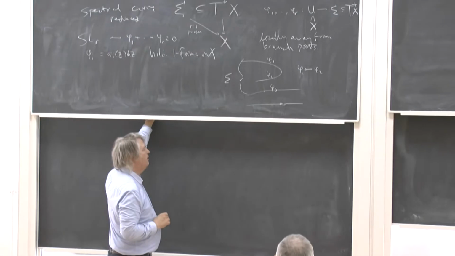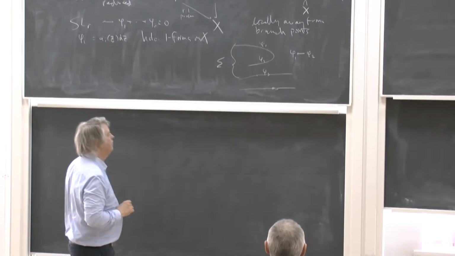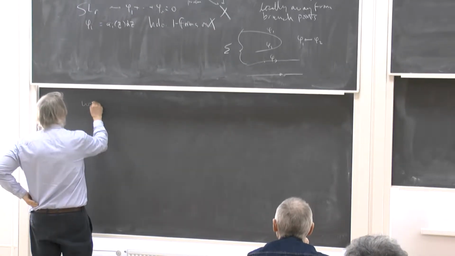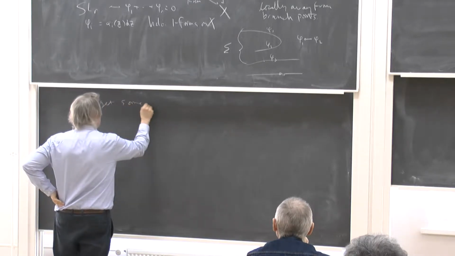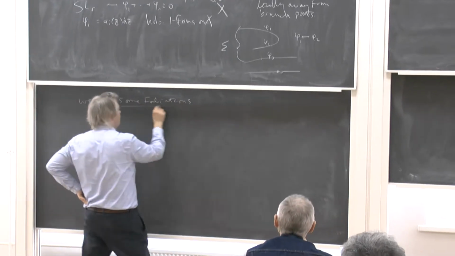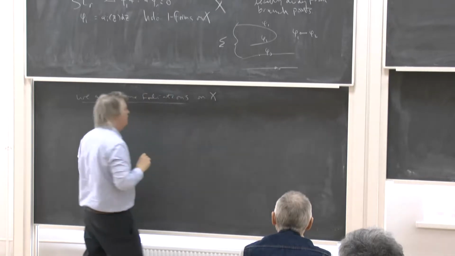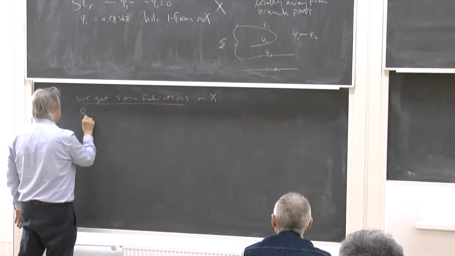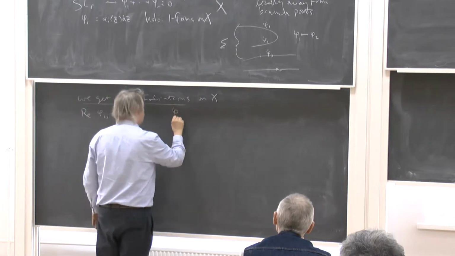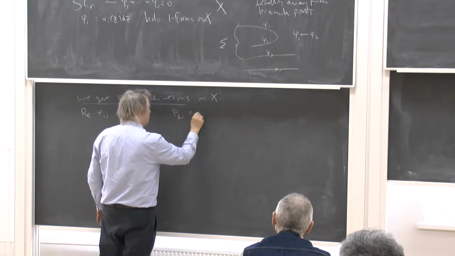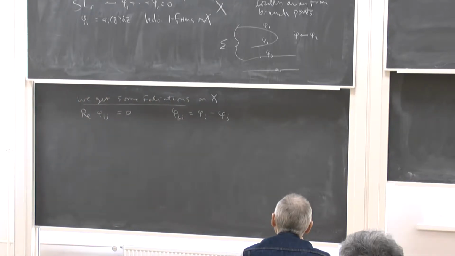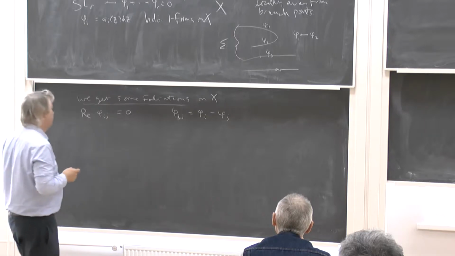Now from the spectral curve, we get what some people might call a web. We get some kind of collection of foliations. We get some real foliations on X. These are given by the formula real part of phi ij equals 0, where phi ij is phi i minus phi j. So these are the basic structures which we are interested in.